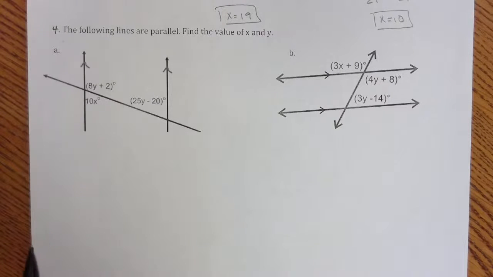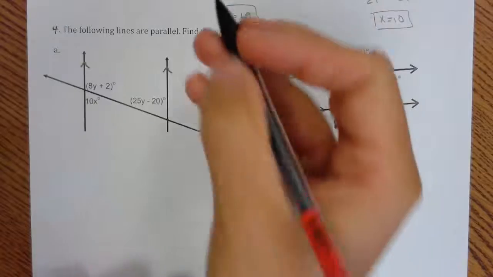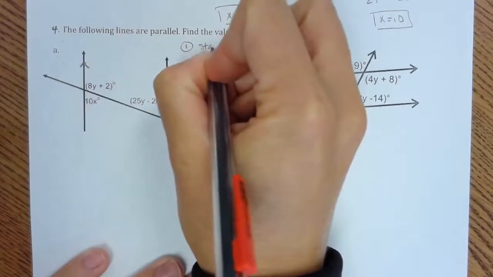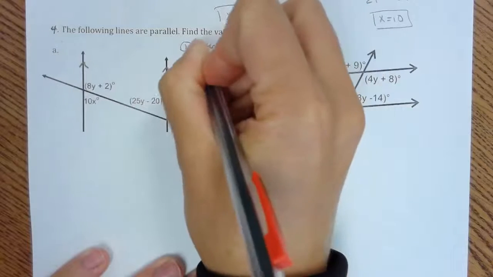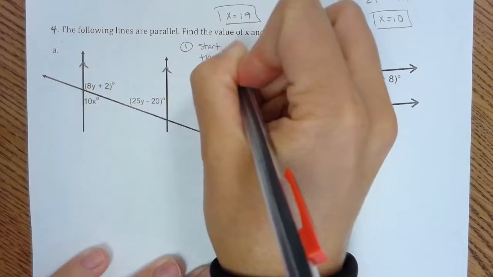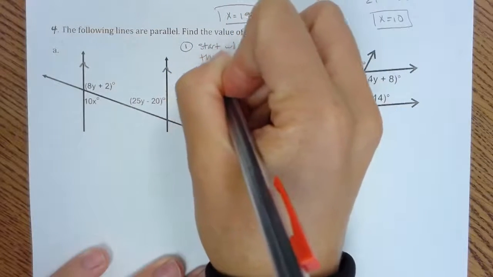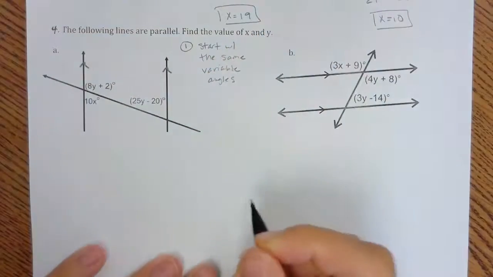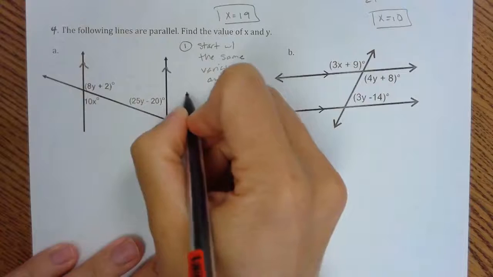But the biggest thing that you need to look for in problems like this is the two angles that have the same variable, because that's your starting point. If you need to make that note, you can. So start with the same variable angles. That's our first step for these problems.